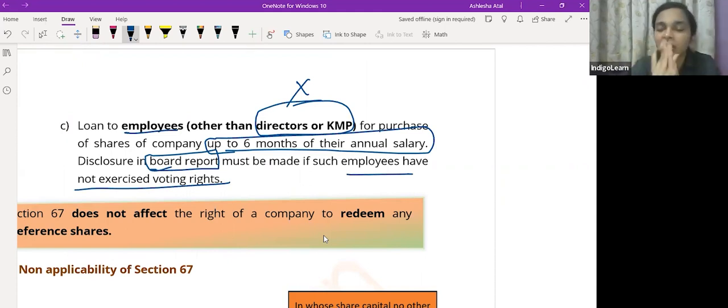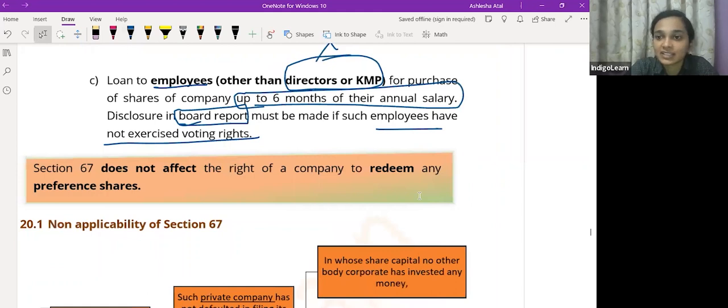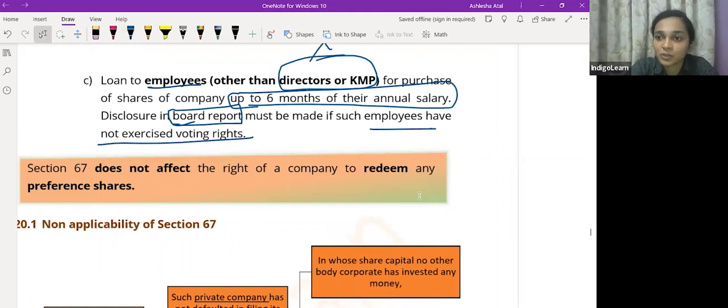So ये कुछ भी करिए ना company, any such type of assistance is being provided by the company, a disclosure about this particular assistance has to be given in the board's report. However, section 67 will have no impact on redemption of preference shares.